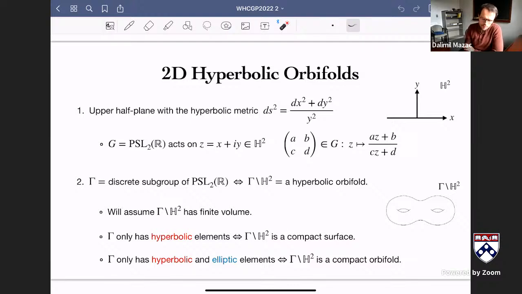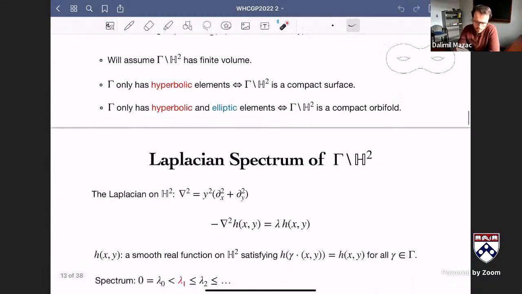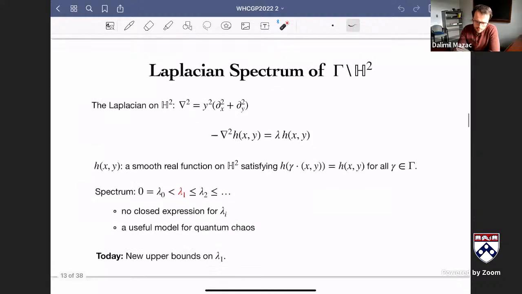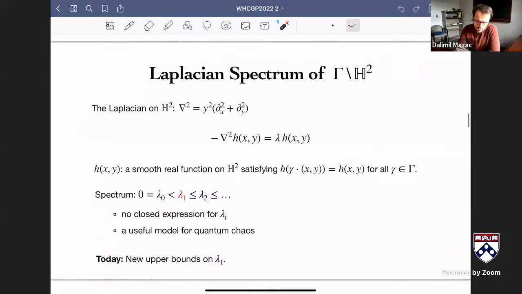But more generally, we can also allow Γ to have elliptic elements. So these are some elements that have a fixed point inside the upper half plane, and this fixed point is going to lead to orbifold points of the quotient. So what I'm going to say is going to apply to this more general second case with both hyperbolic and elliptic elements, and in particular also to the first case where we only have hyperbolic elements. Okay, and we'll be asking questions about Laplacian spectrum.